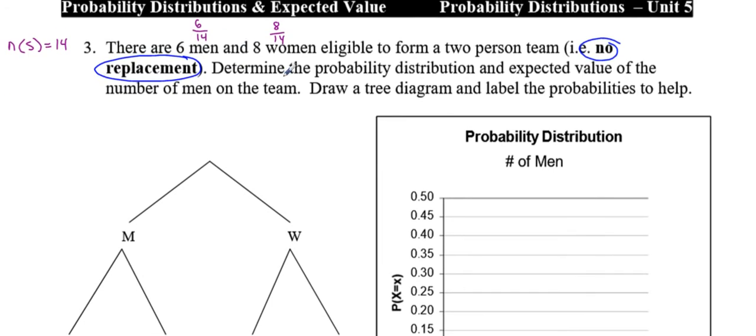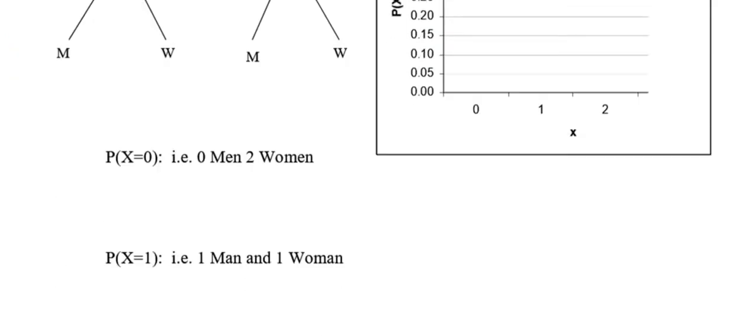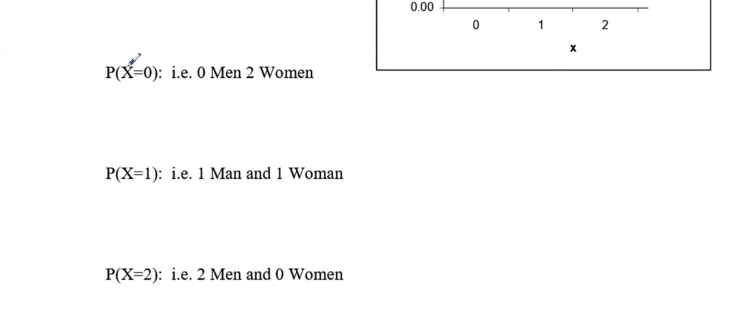Now, we're going to determine the probability distribution and expected value of the number of men on the team. So that means our random variable should be the number of men. And we are forming a 2-person team. So once again, that means you can have no men, 1 man, or 2 men.